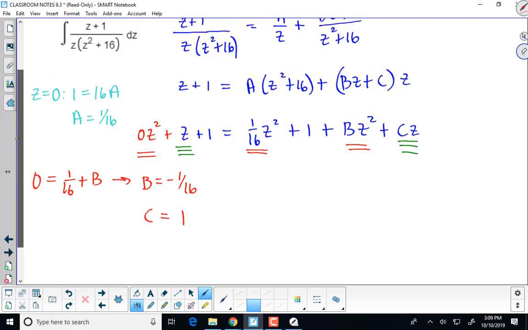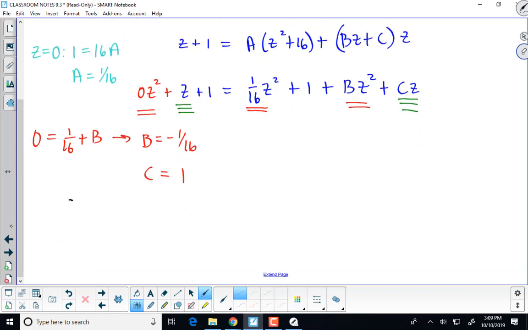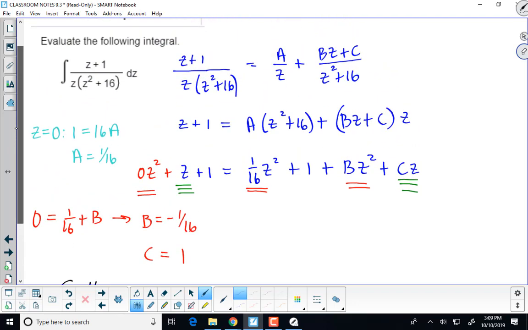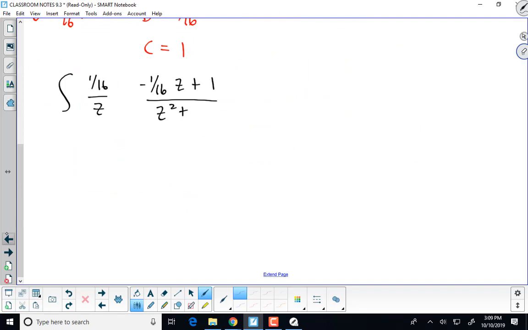I think we might want to go a few more steps on this, because this one does have a little bit of trickiness to it. So we have positive 1/16 over z. That is not the trickiness. And then we have minus 1/16 z plus 1, over our irreducible quadratic factor of z squared plus 16. There is our trickiness. dz.